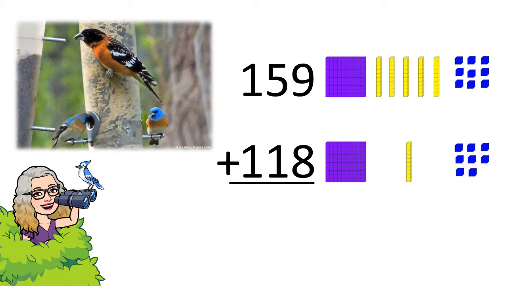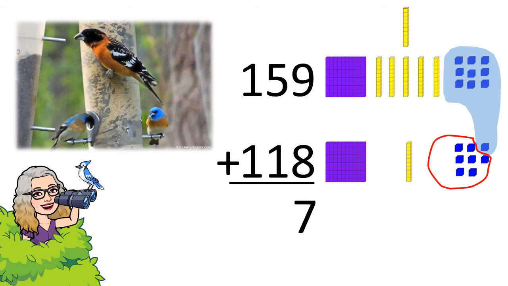Remember, when we add, we need to start from the right. So we're going to start in the ones column. When we add our 9 ones plus 8 ones, we end up with 17 ones. But we can't have 17 ones in the ones column, so we need to regroup 10 of those ones blocks to make 1 tens block. And we are left with 7 ones. That is why when we add 9 plus 8, we write the 7 and carry the 1.